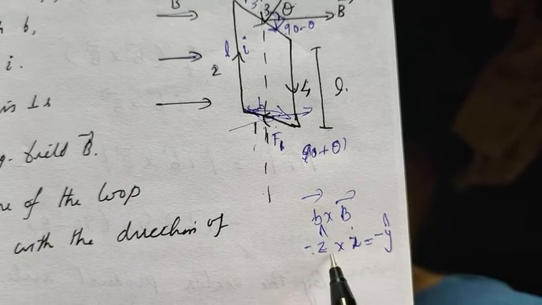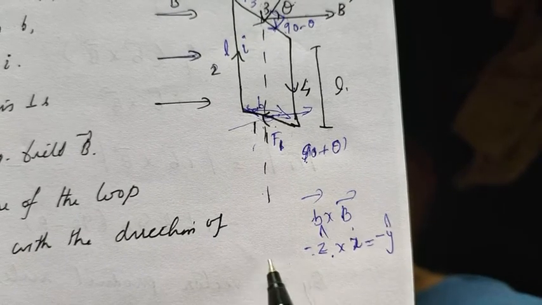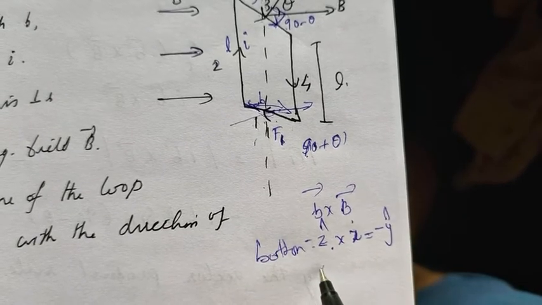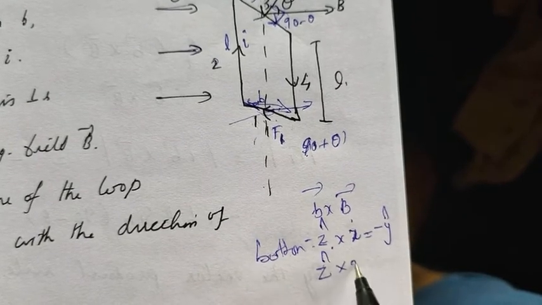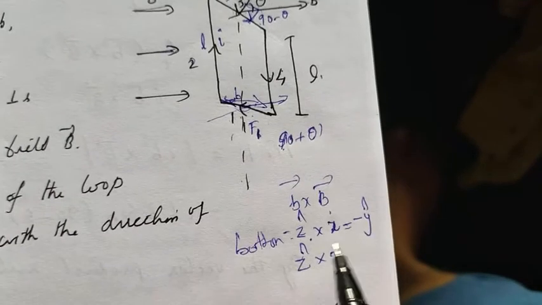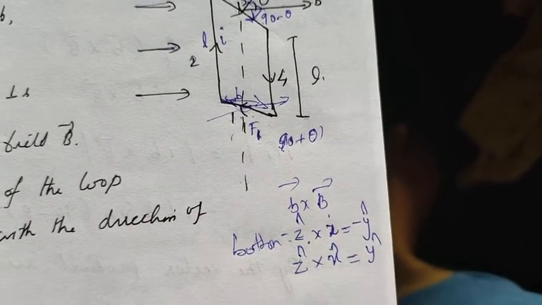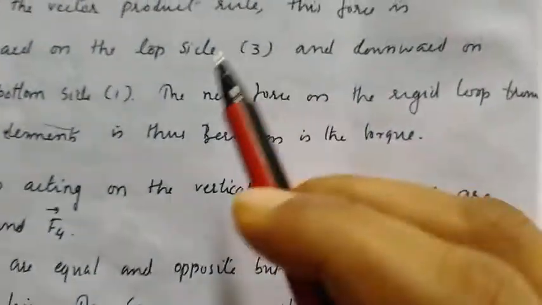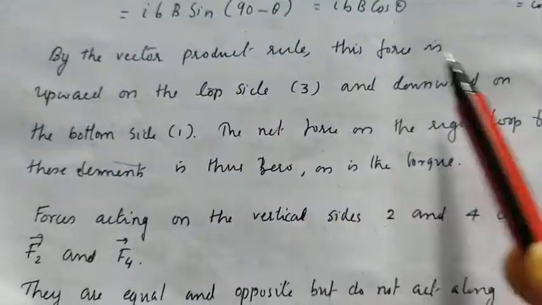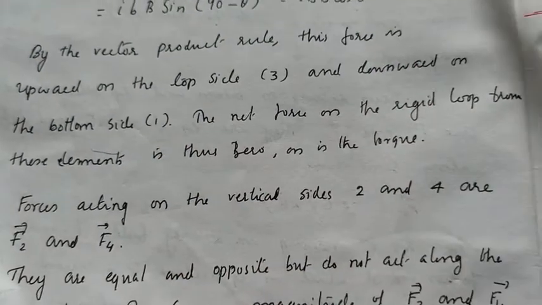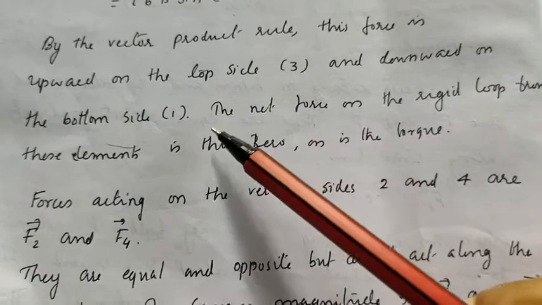This is at the bottom side, and z cap cross x in the top side, so the direction will be y direction. So by this rule, the forces act upward on the top side and downward on the bottom side.